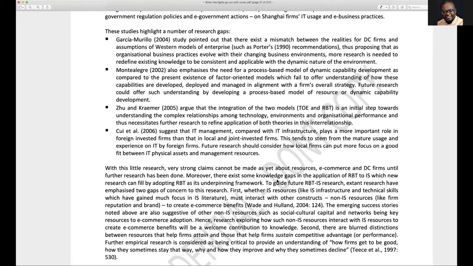There is a gap that tells you your issue. Then there are gaps on the theory, but pertaining to your issue. Then there are gaps concerning the theory without your issue. When you are contributing to your theory, you can contribute to both of them. The one that is in relation to your issue, resource-based theory and information systems, and the one that is in relation to resource-based theory on its own as a management theory. So I contributed to both: one in the information systems area and one on the theory itself without information systems.